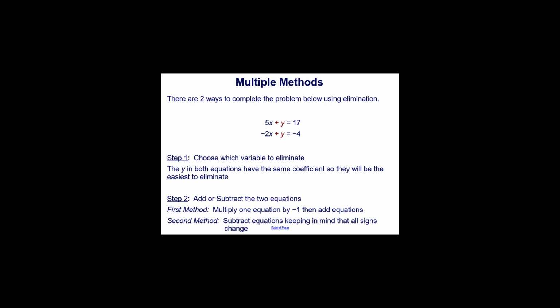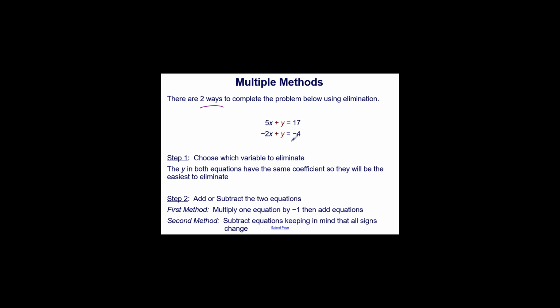Now, so far the systems we've been solving using elimination have had opposite coefficients, so we were just adding the two equations together. That was the easiest method when we had opposite coefficients. But when you have the same coefficient in front of a variable, there are actually two ways to complete the problem using elimination. So in this example, we have the system 5x plus y equals 17 and negative 2x plus y equals negative 4. So you're still choosing which variable to eliminate.